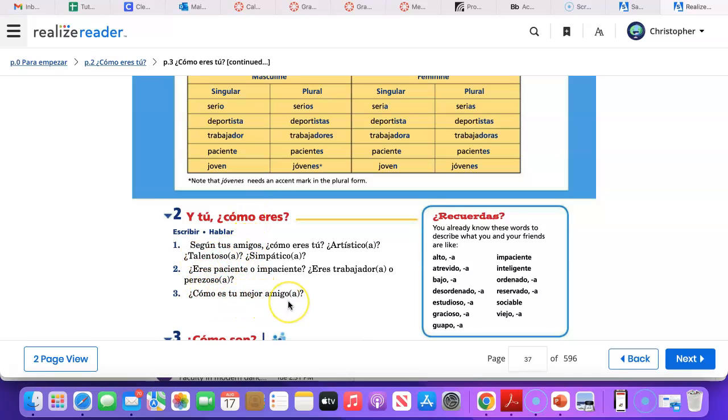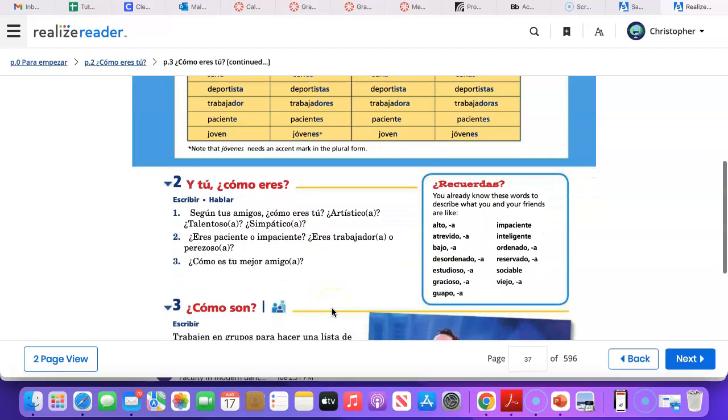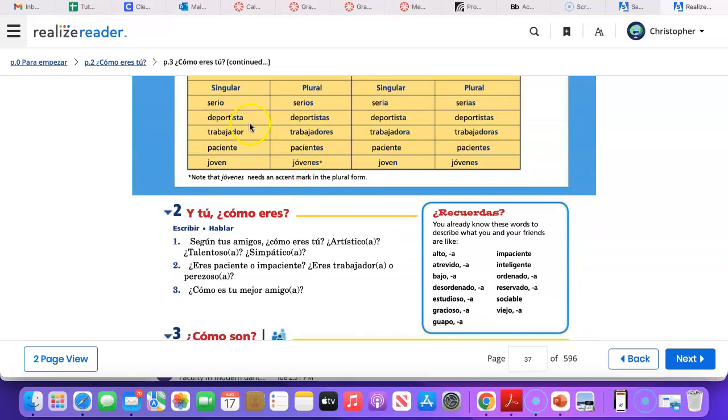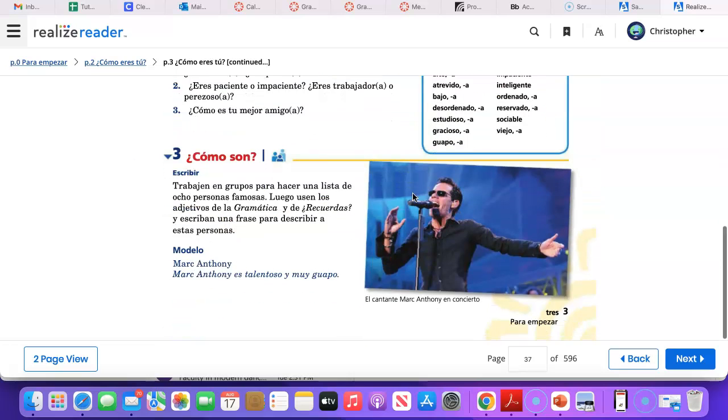And then, ¿cómo es tu mejor amigo? Tu mejor amiga. What do you think tu mejor amigo means? You know amigo. Mejor is best. So how is your best friend? How would you describe them? Do the same thing you did for number 1 and use 3 adjectives to describe your best friend. Mi mejor amigo es deportista, trabajador, y sociable. Okay, and you got a lot of adjectives there to choose from.